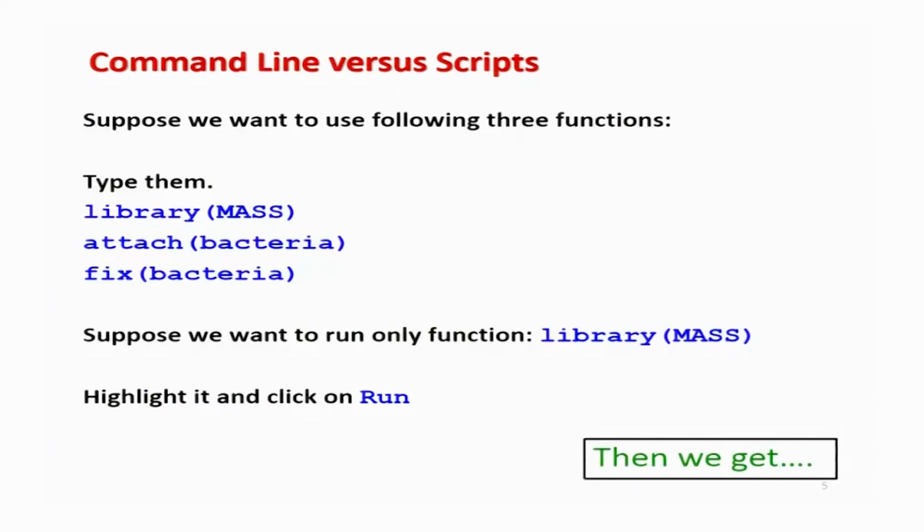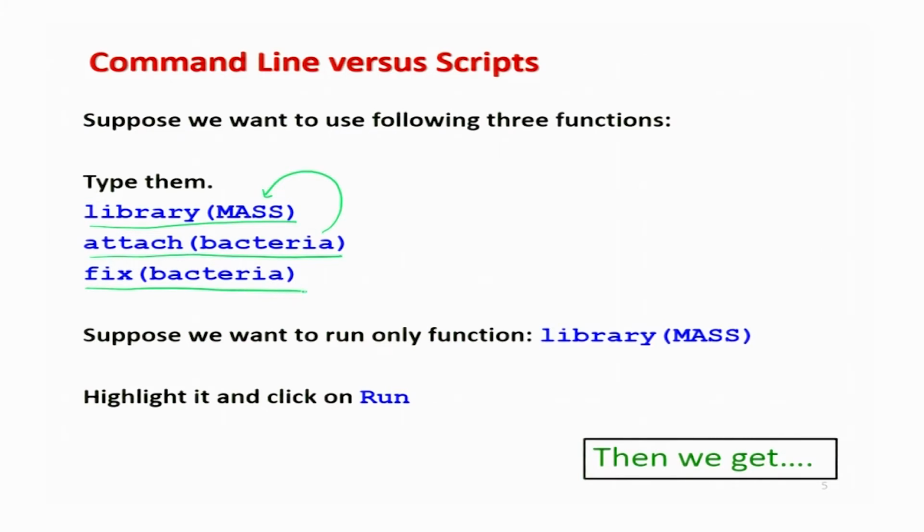Suppose my objective is that I want to execute these 3 functions. Now you know the meaning of this syntax, and some of it you might not know, but I will explain it in the forthcoming lectures. The first command is library(MASS). That means you want to load the library whose name is MASS, and then you attach a data set whose name is bacteria. This bacteria data set is available inside the package MASS, and then you want to edit it, so you write fix(bacteria).